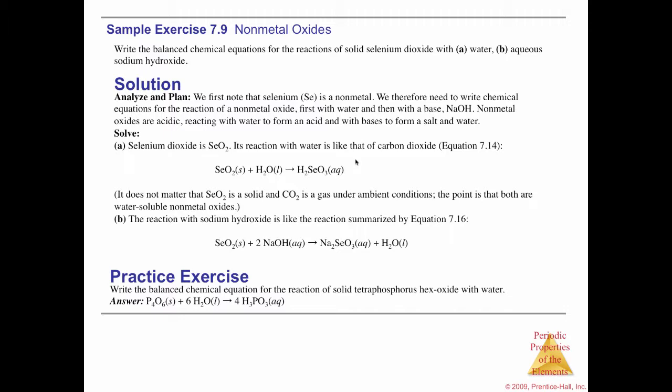The reaction with sodium hydroxide is like the reaction summarized by equation 7.16. We have a nonmetal oxide reacting with a base, so an acid plus a base yields a salt plus water. Practice exercise. Write the balanced chemical equation for the reaction of solid tetraphosphorus hexoxide with water.